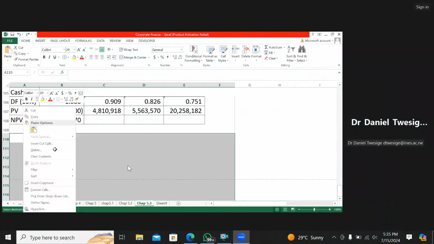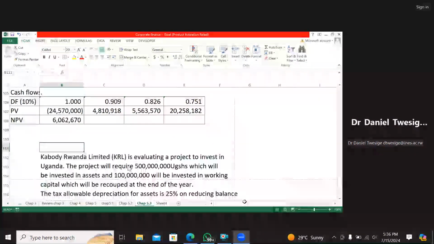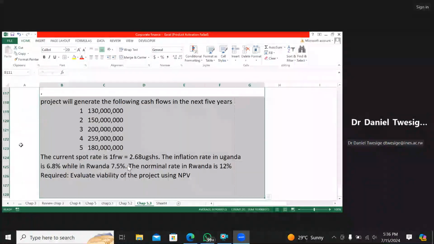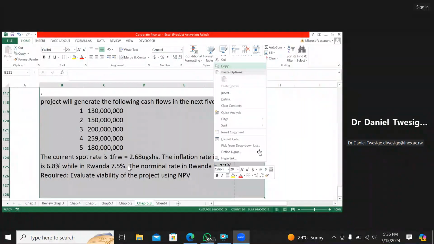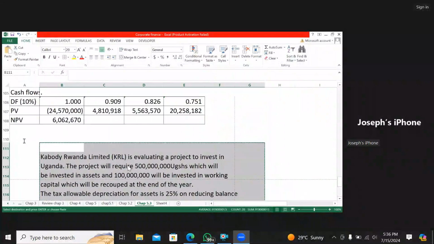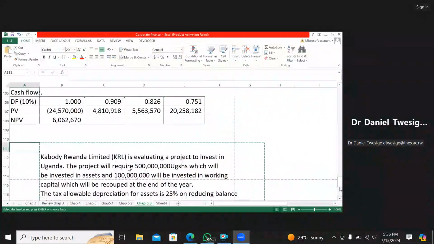Why is it starting from here? It's not starting from the first line. Is it how I wrote it? Excel is not easy.